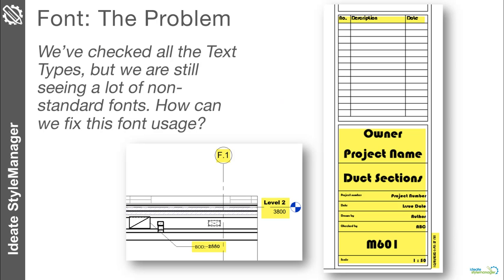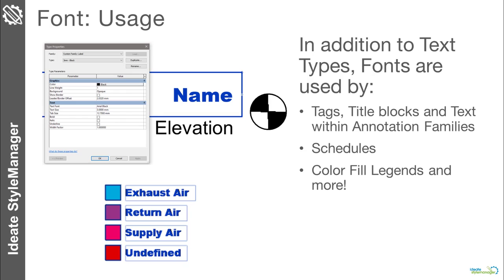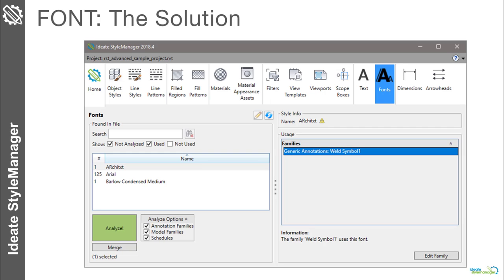The problem with fonts is that font usage extends well beyond just text types, and as with text types, the use of non-standard fonts impacts the quality of your deliverables. Unintended fonts can be displayed within a project when they are referenced in tags, title blocks, or other annotation families, which makes them extra hard to track down. But even if the unapproved font is embedded within a label within our weld symbol family, StyleManager will help you find and fix it.